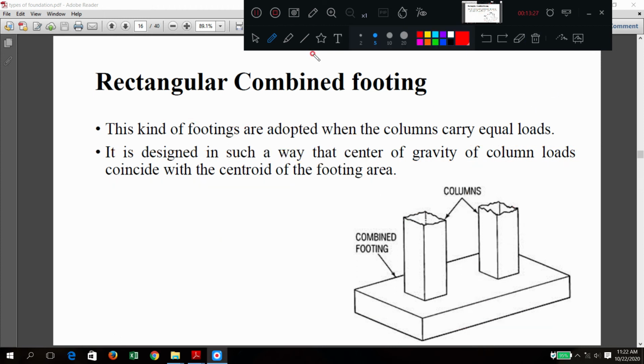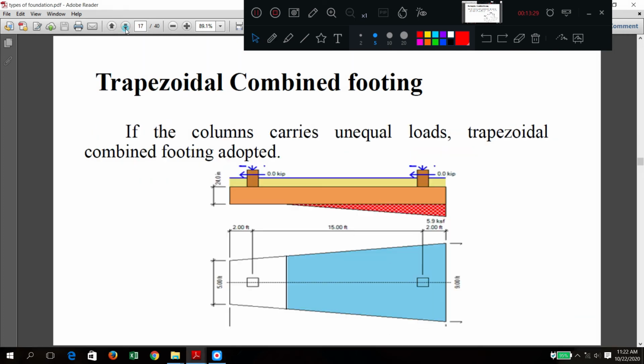Now coming back to the next diagram, trapezoidal. What is happening here?